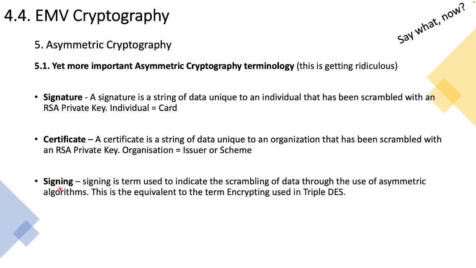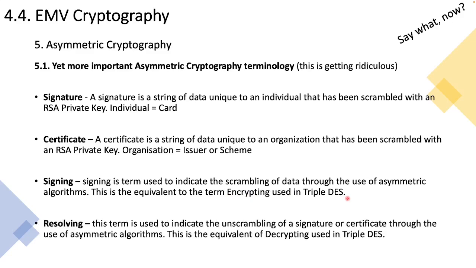Next is the term signing. Signing is a term used to indicate the scrambling of data through the use of asymmetric algorithms. So it's equivalent to the term encrypting that we use in triple-DES. And resolving is the other part of it. This is the term used to indicate the unscrambling of a signature or certificate through the use of asymmetric algorithms. This is the equivalent of decrypting that we use in triple-DES.